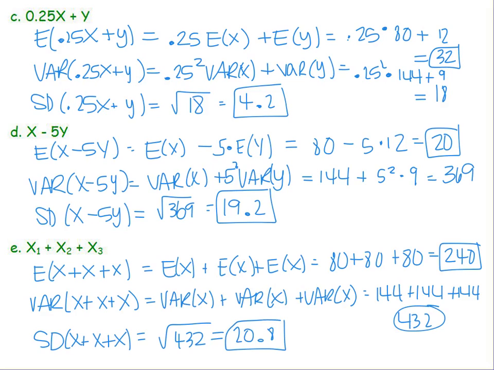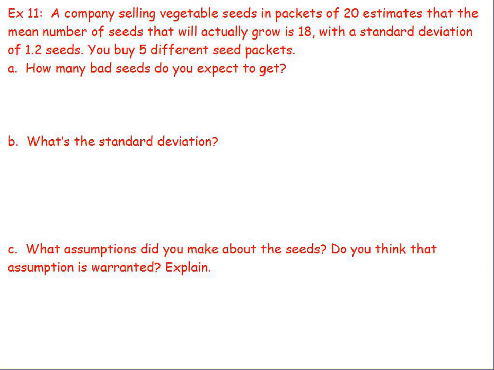So hopefully you're feeling pretty good about this now, because we have two little word problems that we're going to do that use the exact same concept. So let's look at the first word problem. A company selling vegetable seeds in packets of 20 estimates that the mean number of seeds that will actually grow is 18. So we just got a data value. We found out that the mean is 18. So I'm going to jot down some notes. That means E of x is 18.